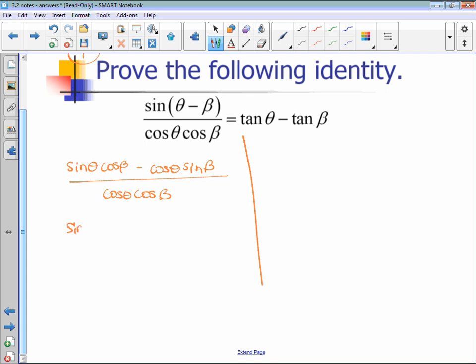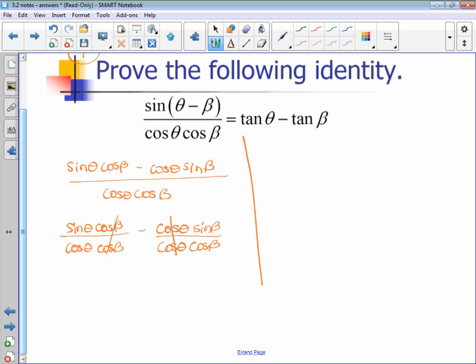So I can do sine of theta, cosine beta, over cosine theta, cosine beta, minus cosine theta, sine of beta, over cosine theta, cosine beta. All right, do you guys believe me now that it matters that you write the theta and the beta? It's clearly different values, right? Okay. I can get rid of these, and I can get rid of these.